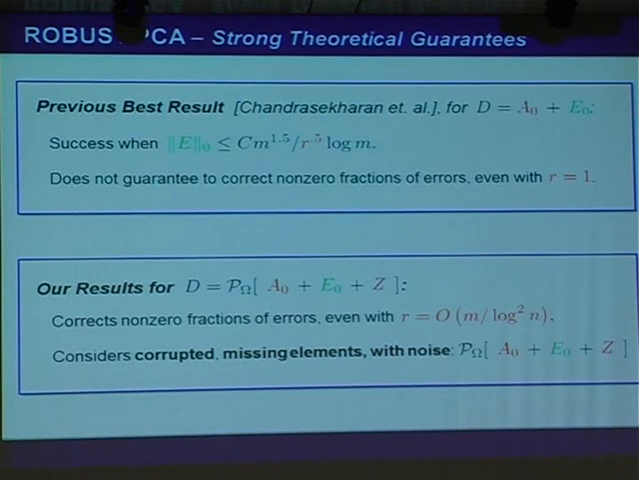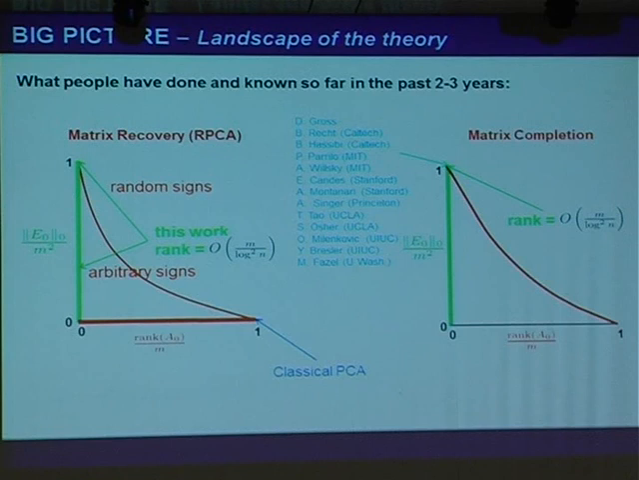But compared to this kind of model, the result is much, although not that comparable because the assumptions are different, but at least the number of errors you can tolerate given by our results is much, much stronger. It suggests the convex optimization works under a much wider range of conditions. So just to give you a little bit of a sense of what we have done so far, the landscape of the theory of recovering a low rank matrix despite missing entries, which is matrix completion, despite unknown corruptions, right?